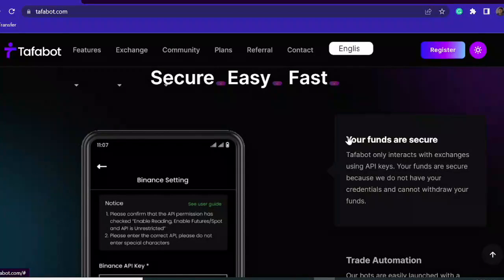So when I saw this caption, I was happy about it and I decided to get in. Now, this is what it reads: Your funds are secure. It is very important to any online business person because this is what we want. We want our funds to be secure while we do business. Tafabot only interacts with exchanges using API keys. Your funds are secure because we do not have your credentials and cannot withdraw your funds.